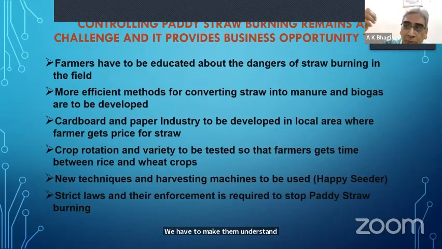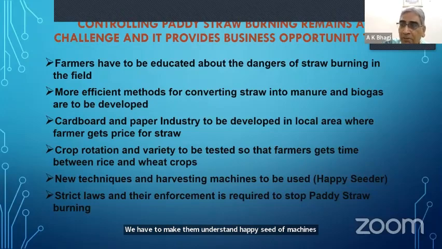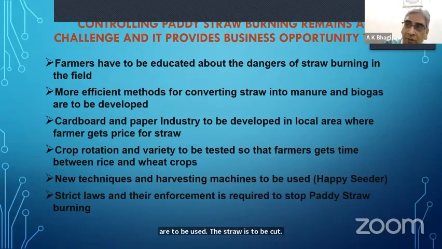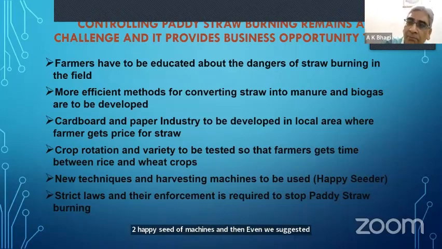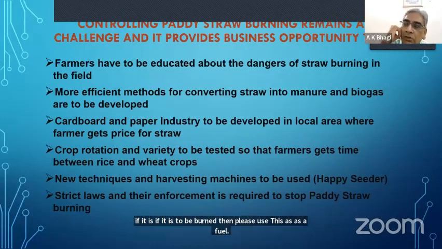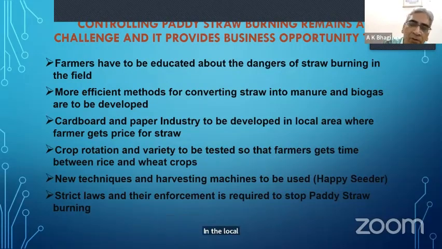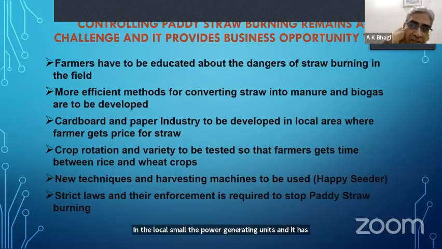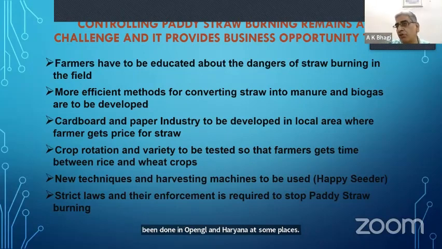The straw is to be cut through Happy Seeder machines, and we even suggested to them that if it is to be burned at all, then please use it as a fuel in the local small power generating units, and it is being done now in Punjab and Haryana at some places. But still, 80% of the straw is being burnt.